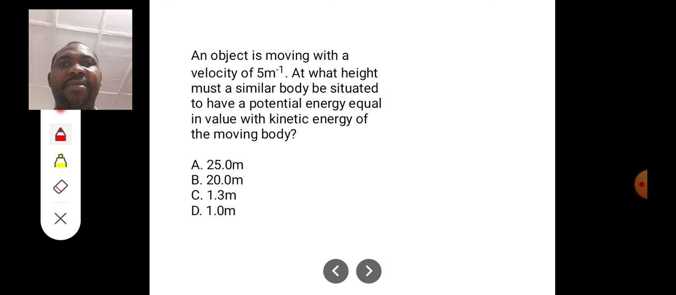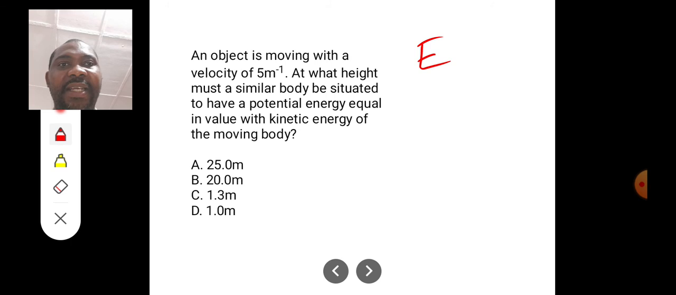Now here it says an object is moving with a velocity of 5 meters per second. At what height must a similar body be situated to have a potential energy equal to the value of the kinetic energy? At what height? And this object is moving with a velocity of 5 meters per second. This question is crazy. Now, since we are looking for a height where the potential energy and the kinetic energy are equal, what it means is that I can find the total energy.